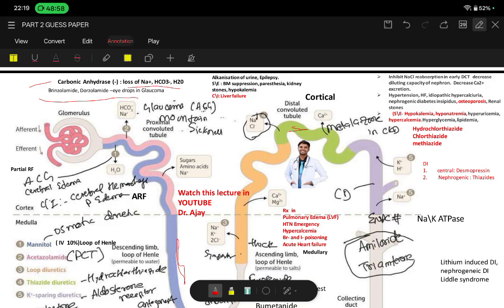So for mannitol, they will ask you the uses. Tell me. It is used for cerebral edema. It is contraindicated if there is any bleed, such as cerebral hemorrhage or any active bleeding; you have to stop the mannitol. Mannitol is to decrease the ICP. Got it? Next one, loop diuretics.